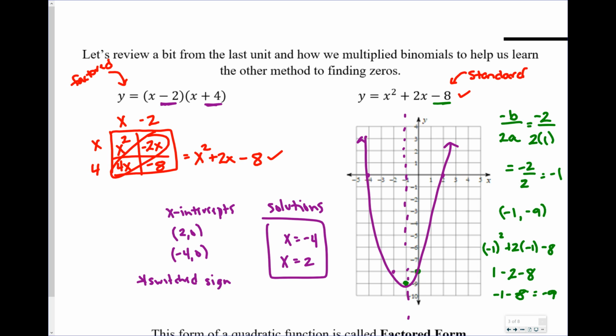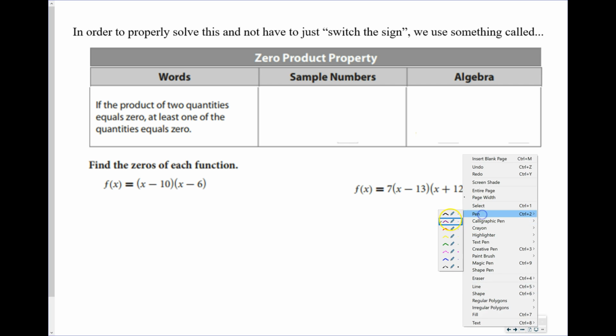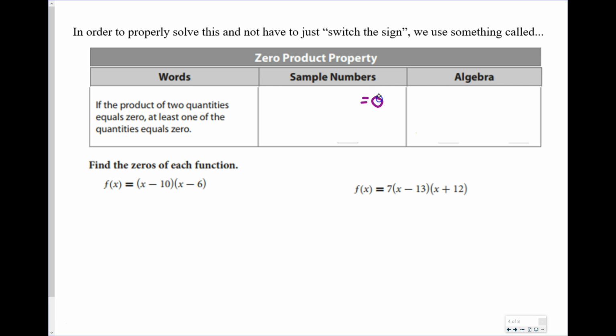So factored form is really, really helpful. It gives us 2 additional points to help us graph. Now there's a reason this works instead of just switching the sign. We did just switch the sign for that example, but we're using something called the zero product property, which is a very simple property. It basically says if the product of 2 things equals 0, then one of those things has to be 0.